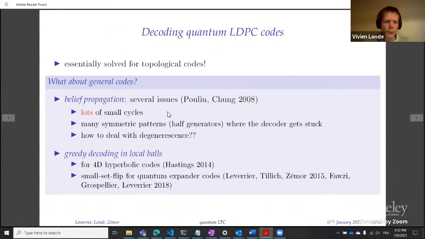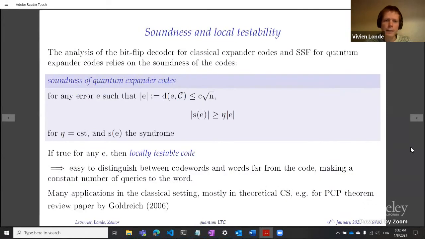So the first guess for a good decoder for quantum LDPC codes is to use the same decoder as for classical codes, namely belief propagation. But this doesn't work because quantum codes have lots of small cycles. It comes from the fact that they are LDPC. And another approach is to use local decoders, and this works much better for some codes, notably for hyperbolic 4D codes, and also for quantum expander codes. And what's interesting here is that in the case of quantum expander codes, for instance, what makes the local decoder called the small set flip work is that such codes have good soundness.